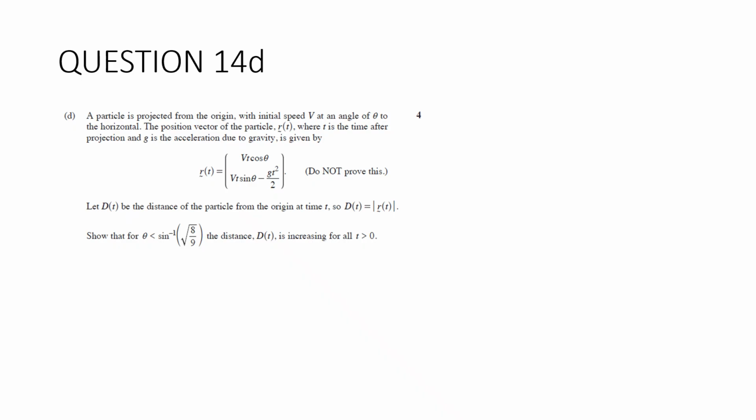Let d(t) be the distance of the particle from the origin at time t, so d(t) is equal to the modulus of r(t). Show that for theta less than inverse sine of root 8 on 9, the distance d(t) is increasing for all t greater than 0.